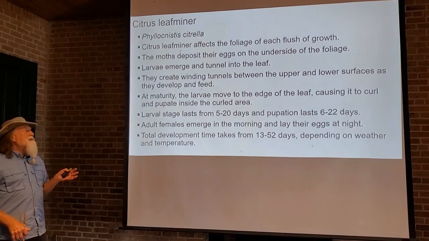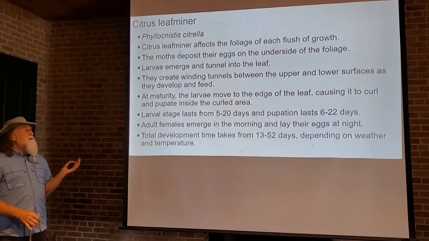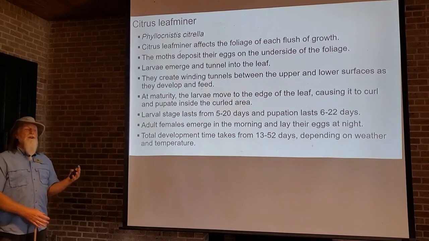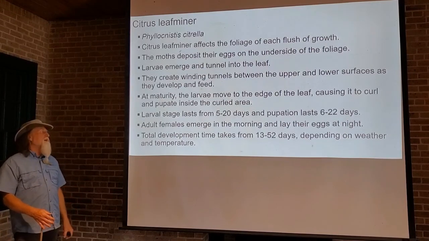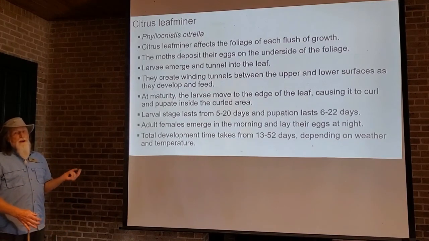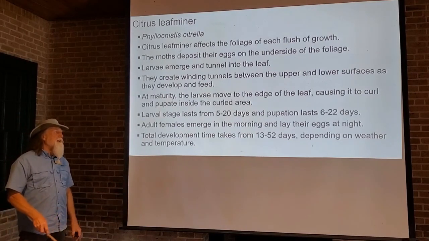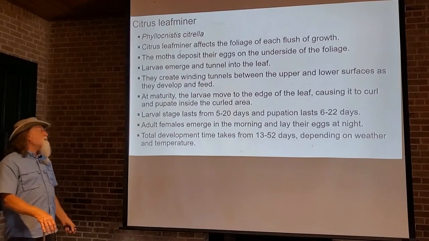And maturity for larvae is when it's getting ready to pupate. Once they mature, they'll go to the edge of the leaf, and when they get there, they actually cause the leaf edge to curl, and the pupa will form inside this curled area. The larval stage, depending on the environment, can last from 5 to 20 days, and the pupal stage can last anywhere from 6 to 22 days.